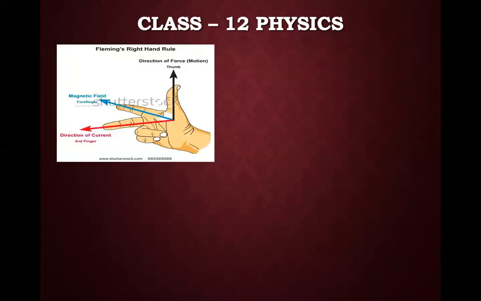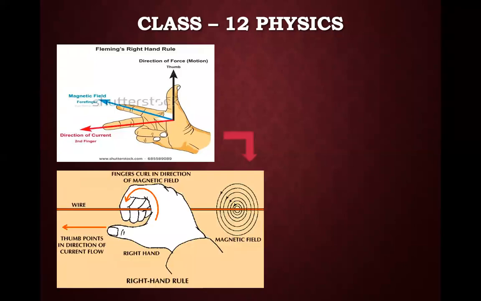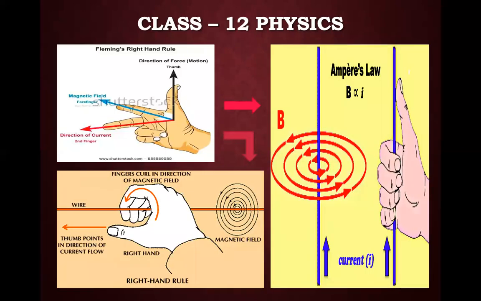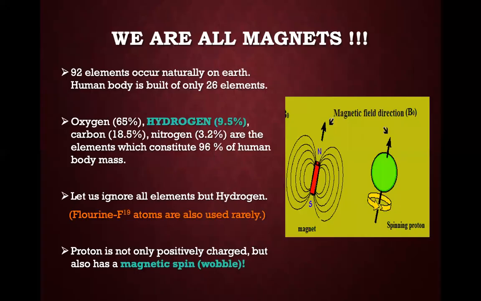We all have seen this picture. We all know Fleming's right-hand rule. We all have passed class 12 and come to MBBS. We need to know this basic thing. The direction of current produced is perpendicular to the magnetic field generated. This was the same from Ampere's law. When the magnetic field is rotating in a circle, the current produced will be perpendicular to the direction or the plane of the magnetic field.